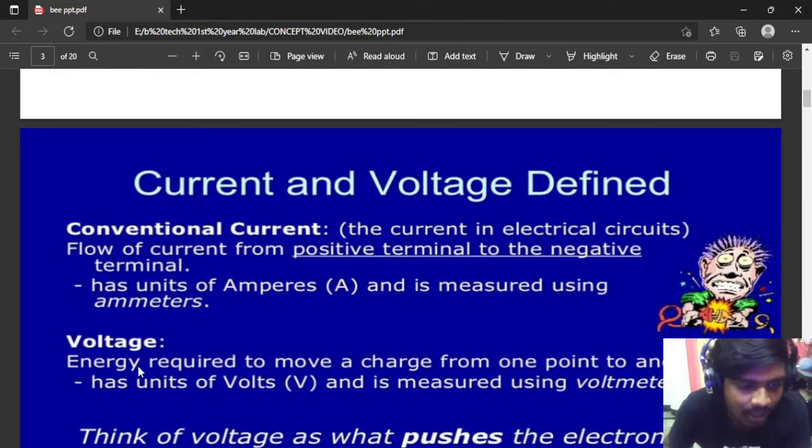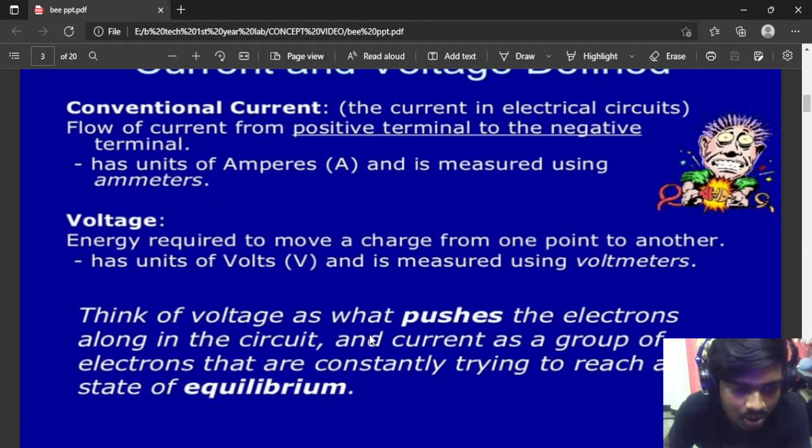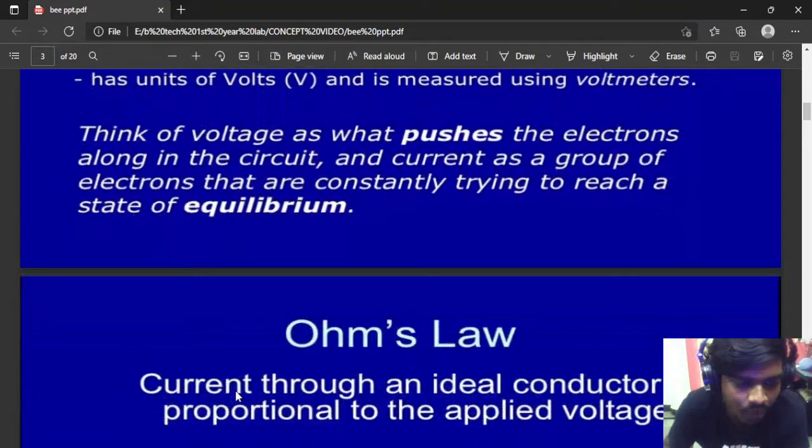And voltage is the energy required to move a charge from one point to another. The unit of voltage is volts and it is measured using voltmeters. Think of voltage as what pushes the electrons along the circuit, and current as a group of electrons that are constantly trying to reach a state of equilibrium.